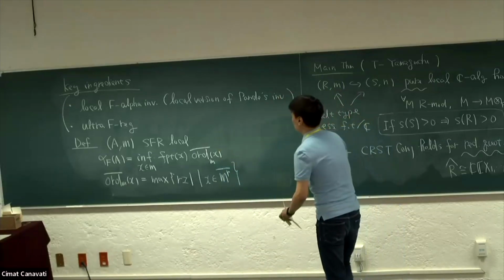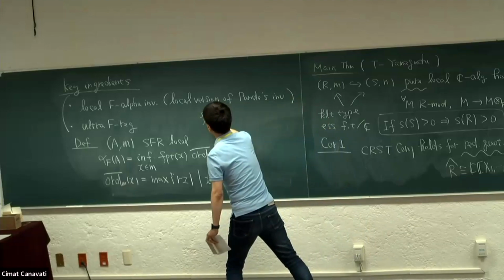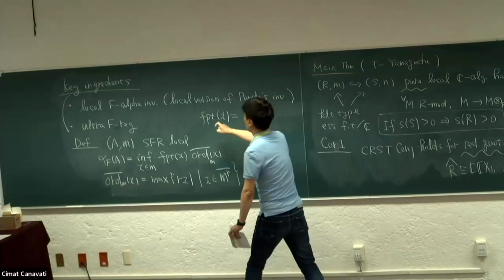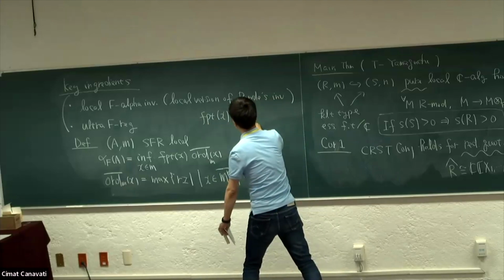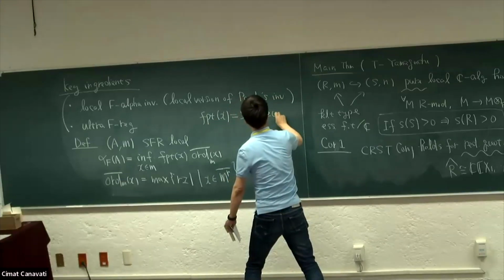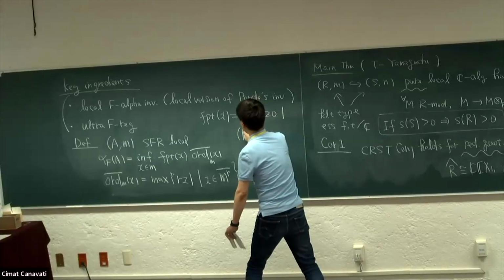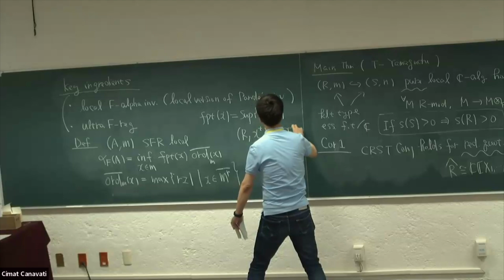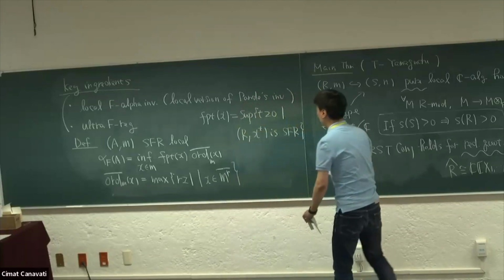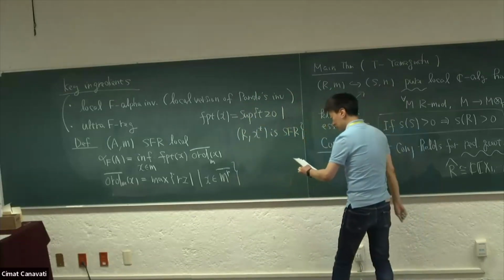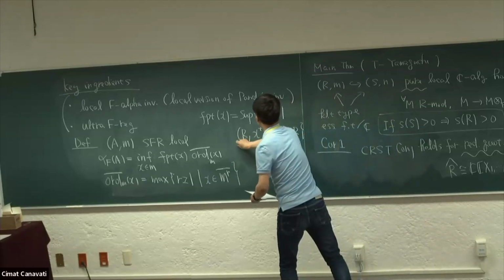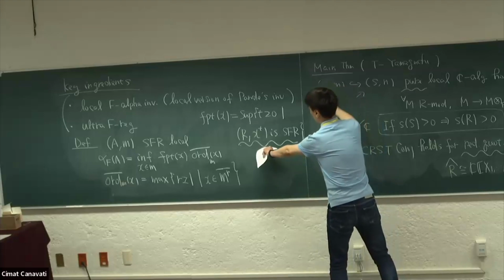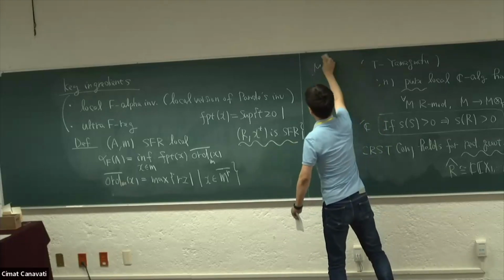Let me write here. The F-pure threshold was already mentioned by Kevin, but let me give a definition. The F-pure threshold of x is the supremum of t such that the pair (R, x^t) is strongly F-regular. Then what is the definition of strong F-regularity for pairs? I will also give a definition of strong F-regularity for pairs.